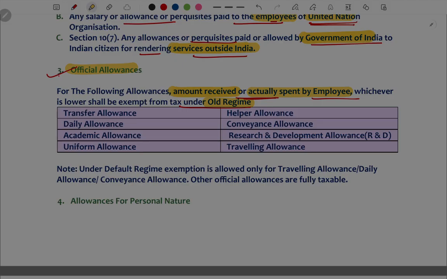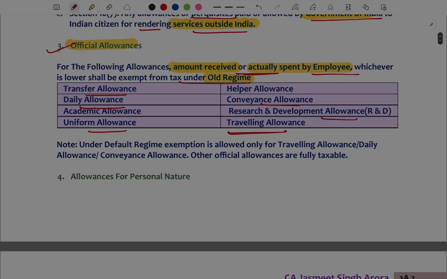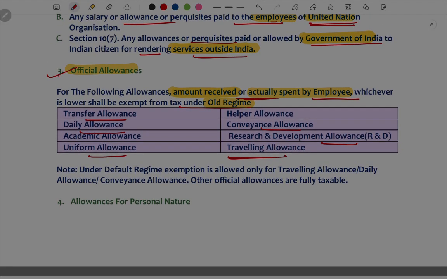Now there are some allowances here, like transfer allowance, daily allowance, academic allowance, uniform allowance, helper allowance, conveyance allowance, research and development allowance, and traveling allowance. So how do you remember them? For remembering these allowances, you could use the mnemonic R R A H U T, which are exempted under the old regime.